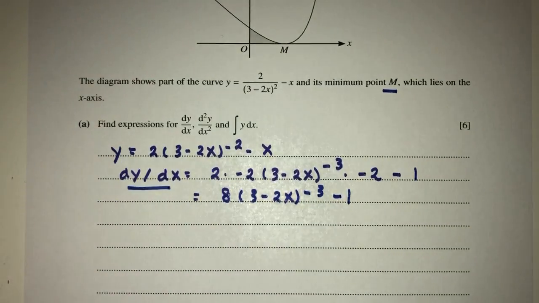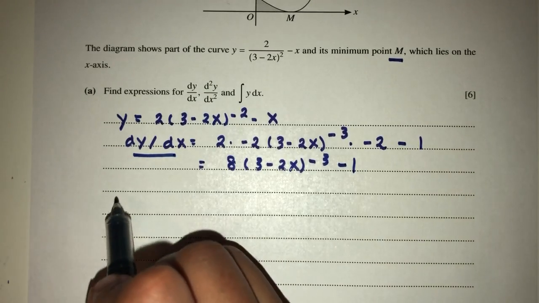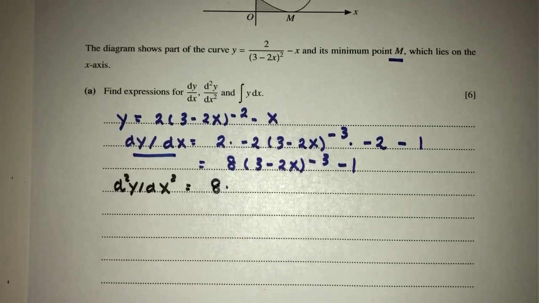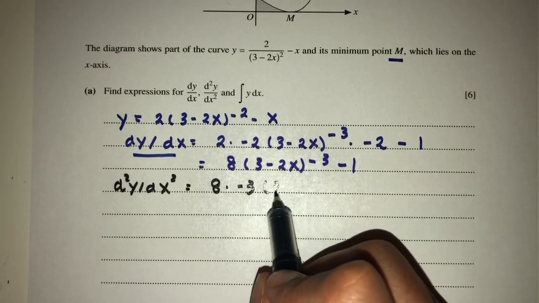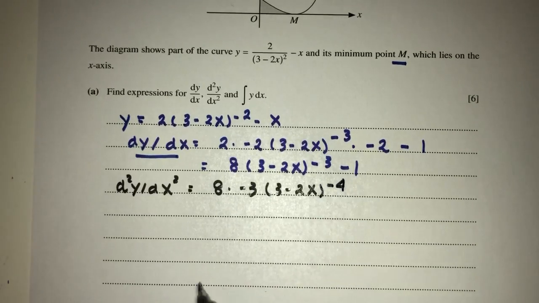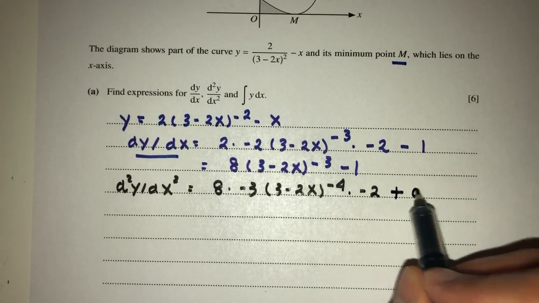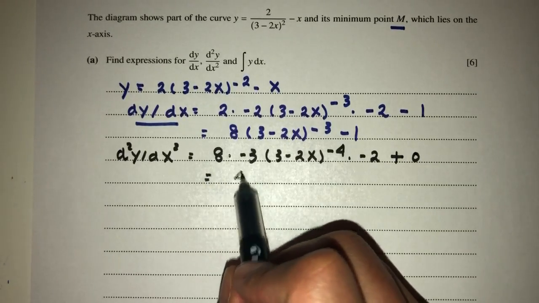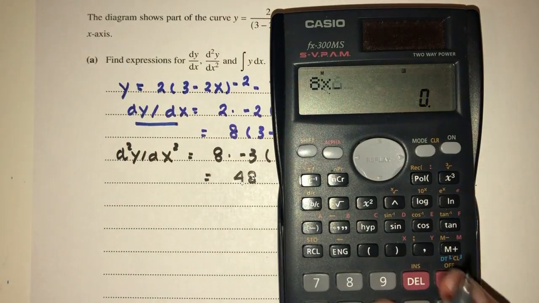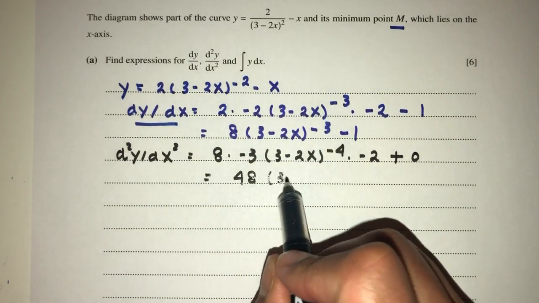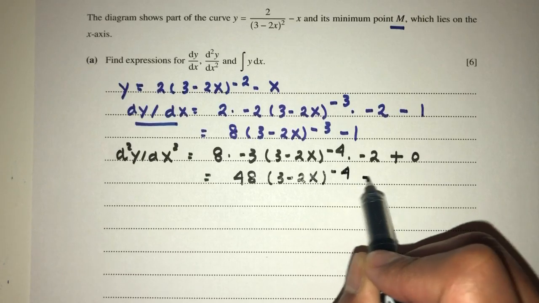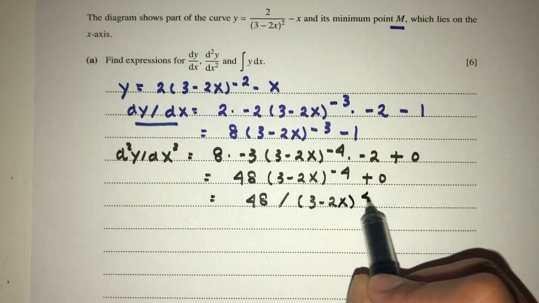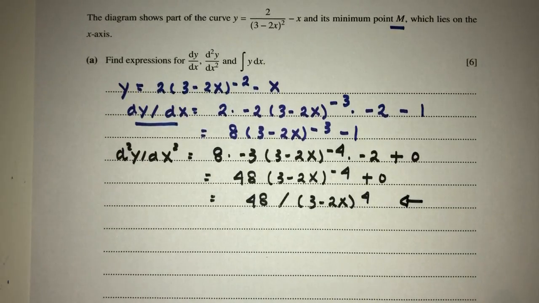Now we have to find d2y by dx2, so let's do that. That will be 8, the same, times minus 3, the power, you have (3 minus 2x), then minus 1 again, and then times minus 2, and the minus 1 differentiates to 0. So 8 times 6 is 48, you can try. Yep, 48, and then you will have (3 minus 2x) to the power minus 4 plus 0. Or we can just write 48 divided by (3 minus 2x) to the power 4 for your answer for d2y by dx2.